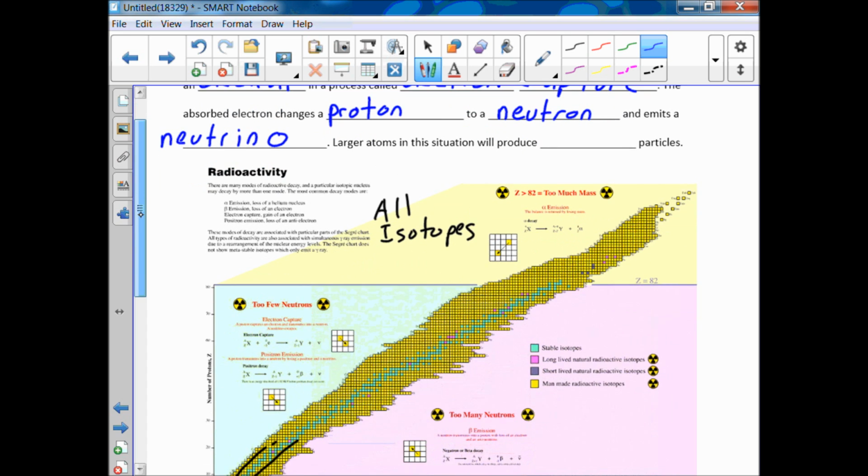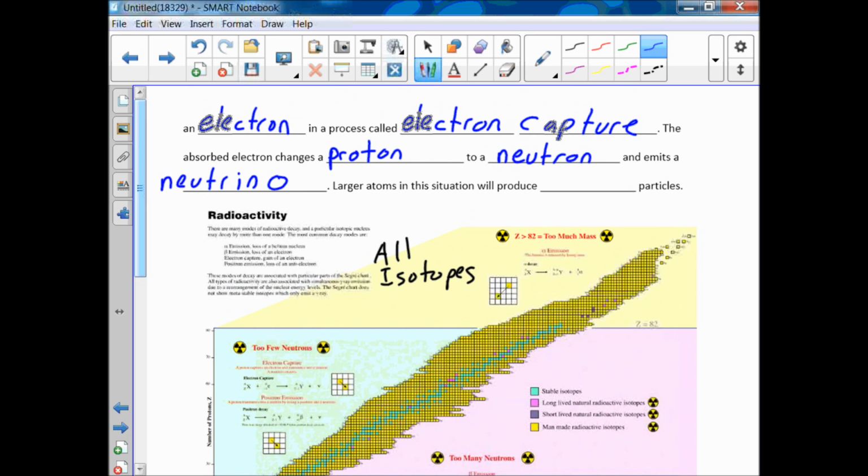So, in this same situation where we have too few neutrons, the smaller atoms do positron decay or electron capture, but the bigger ones emit alpha particles.